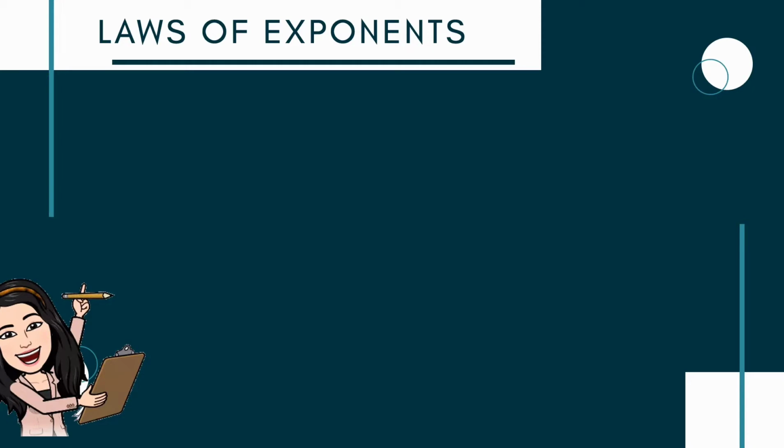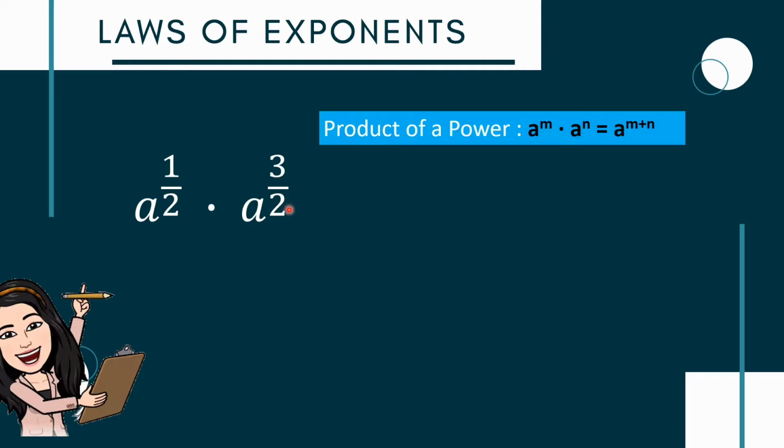In simplifying expressions with rational exponents, you should remember the laws of integral exponents. The rule is the same, but you need to remember the operations of fractions since our exponents are all rational numbers. In the expression a raised to 1/2 times a raised to 3/2, we will apply the product of a power, in which you copy the same base and then add the exponents. So this will become a raised to 1/2 plus 3/2.